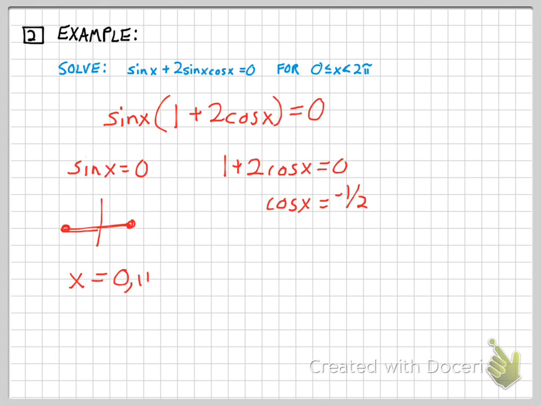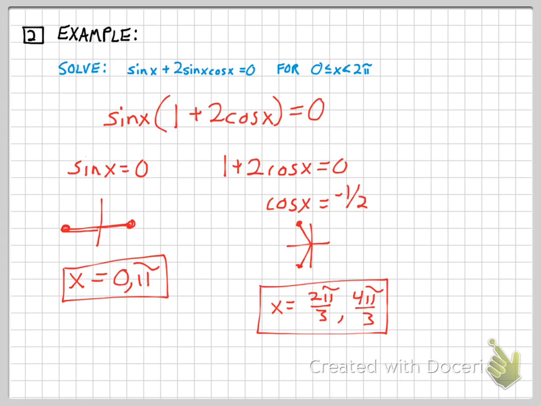This one's going to be 0 and pi, so those are two answers. This one is going to be a second quadrant angle and a third quadrant angle whose cosine is -1/2. Pull out your unit circles for help. 2 pi over 3 and 4 pi over 3 are my answers to this one. Okay, so in the end I had 4 separate answers to this original problem.